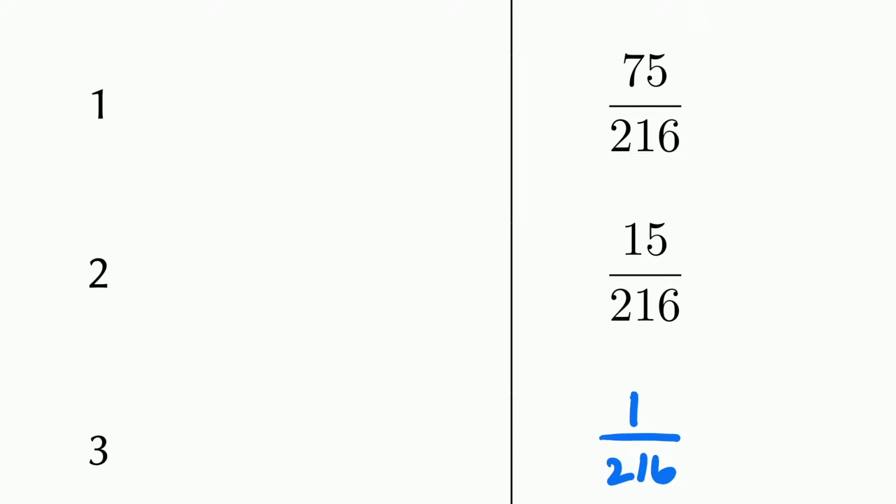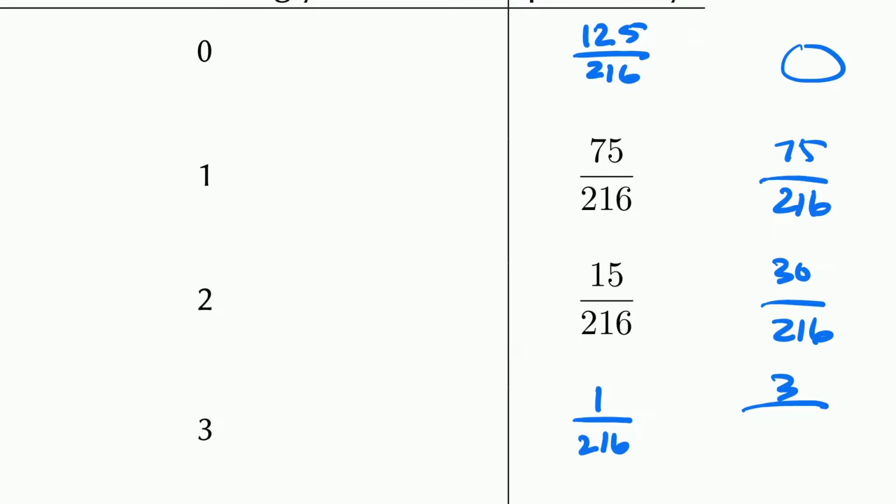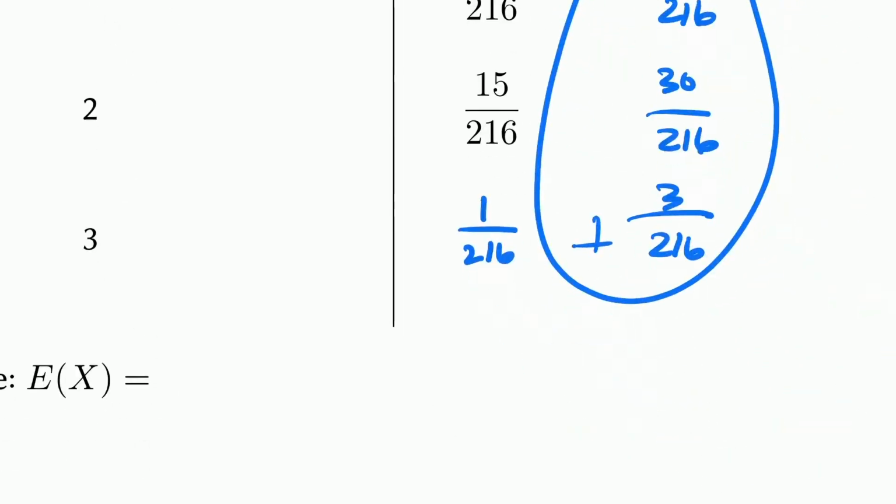And then this one, to be honest, the way I figured it out is I subtracted the rest of them from 216, because it has to add up to 216 over 216. Okay, anyway, multiply through. 0 times this is 0. 1 times this is 75 over 216. 2 times this is 30 over 216. 3 times this is 3 over 216. Add them up, and you get 108, I think. Is it 108 out of 216 as the total?